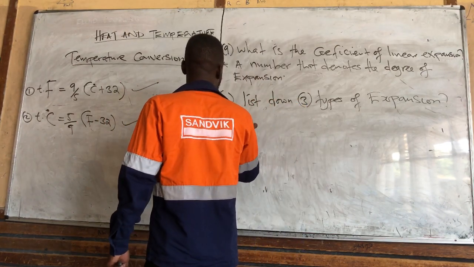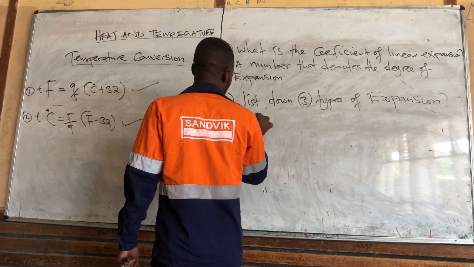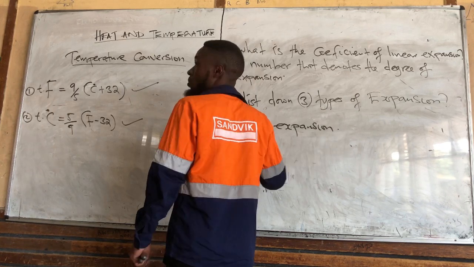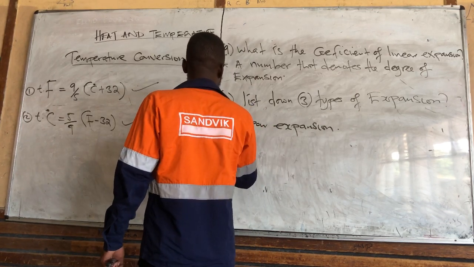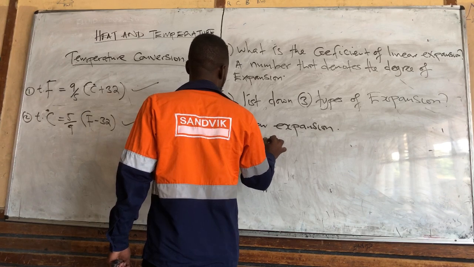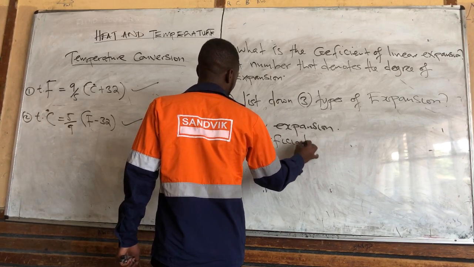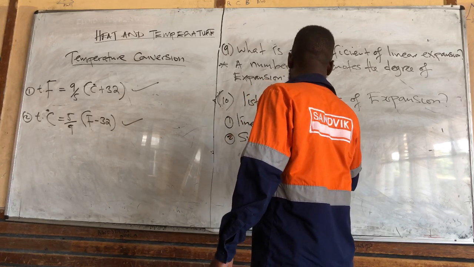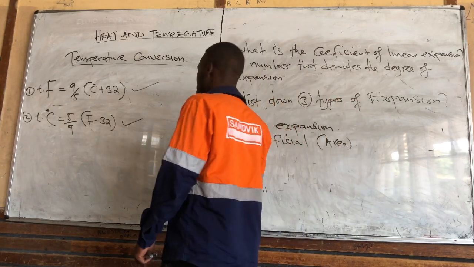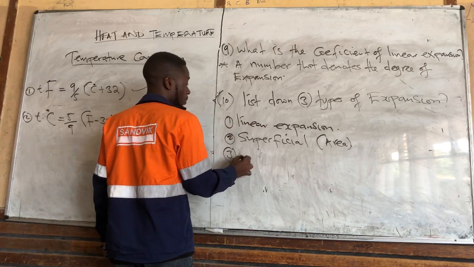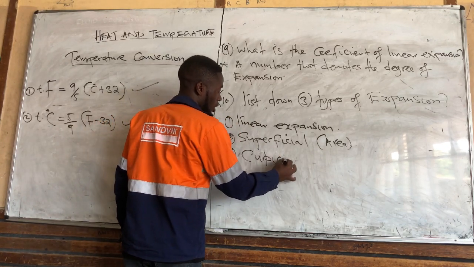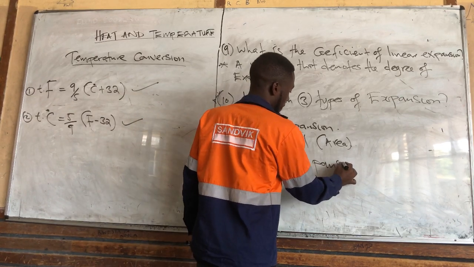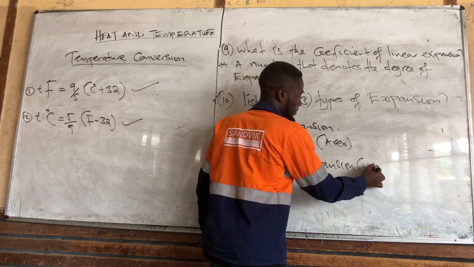Number 1, linear expansion. Number 2, superficial expansion. This one is for the area. Number 3, volume expansion, which is cubical expansion. Cubical expansion, the volume.